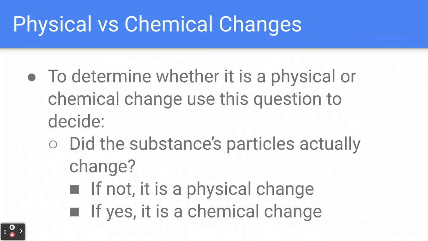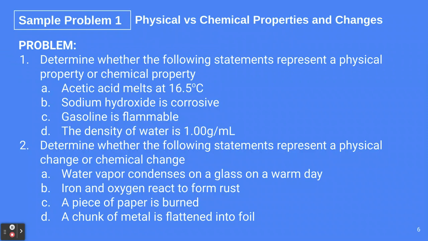So again, to determine whether it's physical or chemical, I want you to use this question. Did the substance's particles actually change? If they didn't actually change, it's a physical change. If they did change, it's a chemical change. So let's go through and practice these. Number one are physical versus chemical properties, and number two is physical versus chemical changes.